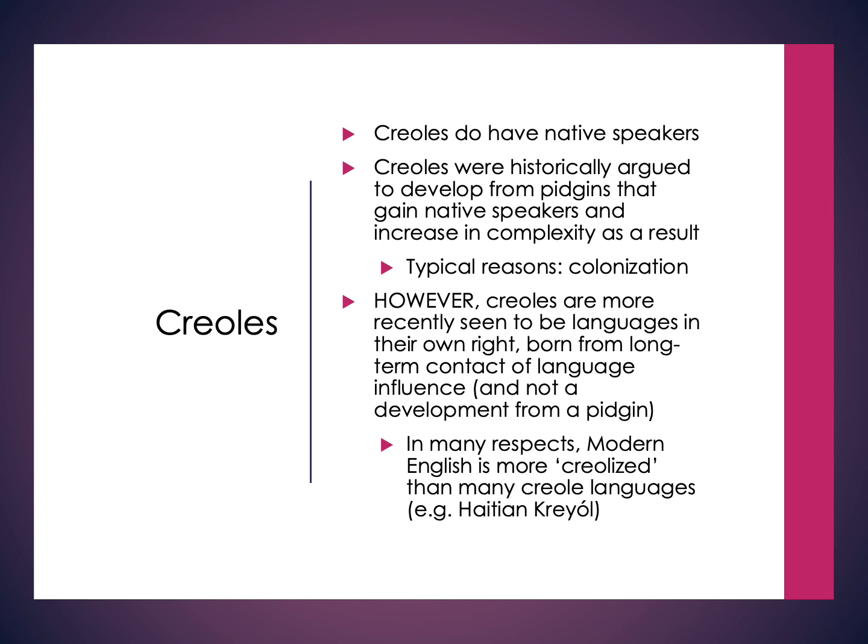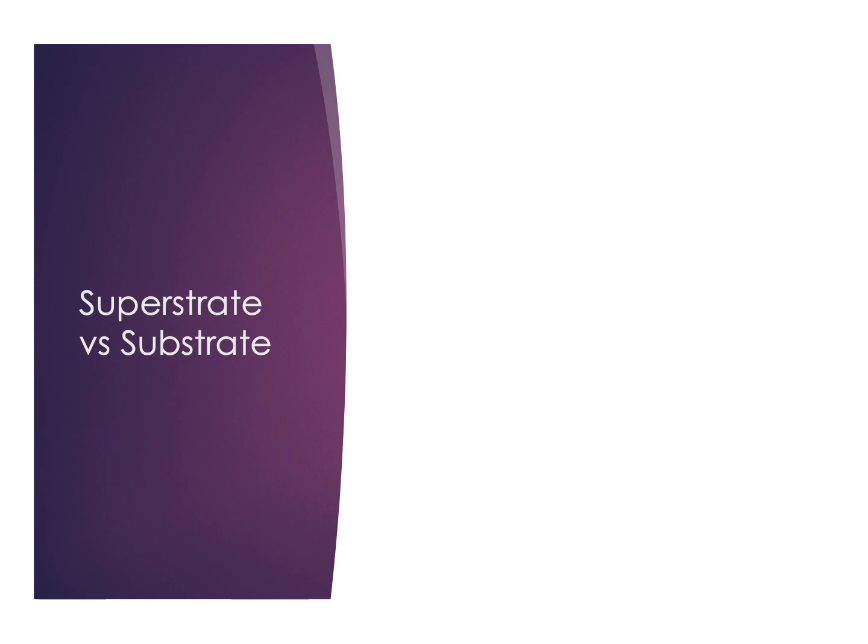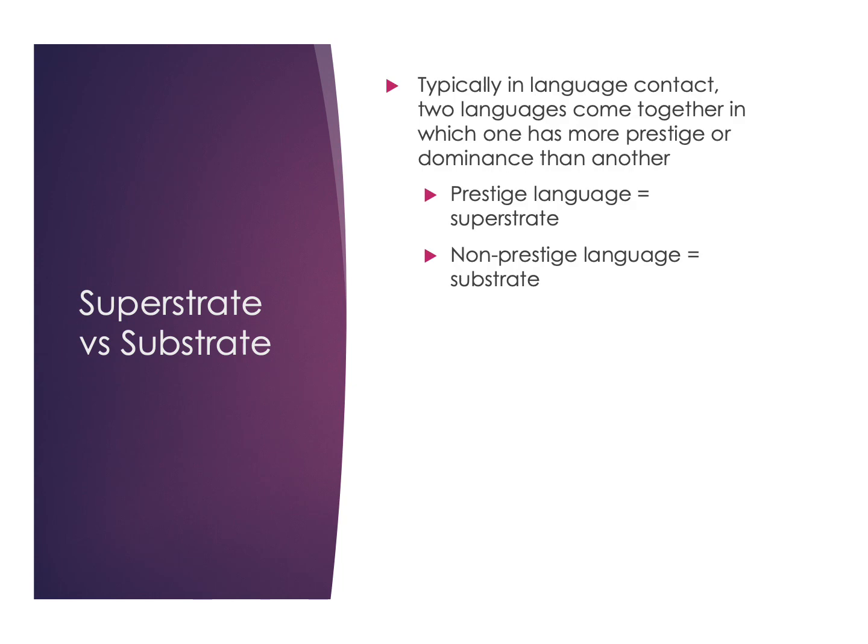And one of the ways we can see this is in thinking about what the relationship between these languages are. So there are concepts of superstrate and substrate. These are very colonized terms, and so they're not usually enjoyed so much, but there haven't really been any good terms that have replaced them yet. But in language contact, when two languages come together, typically one has more prestige or dominance than another. So typically there's a colonizing language, and then there's a language that was already present during that colonizing experience. And the prestige language, the dominant language, the colonizing language would be known as the superstrate language. The non-prestige language would be known as the substrate language.